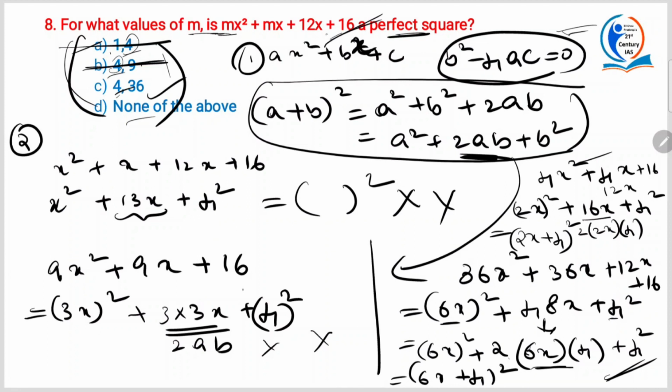So this expression can be written as a perfect square when m is equal to 4 and m is equal to 36. Okay. And the perfect squares are 6x plus 4 whole square and 2x plus 4 whole square. So C is the answer. Okay. Yeah. This is easier, no?